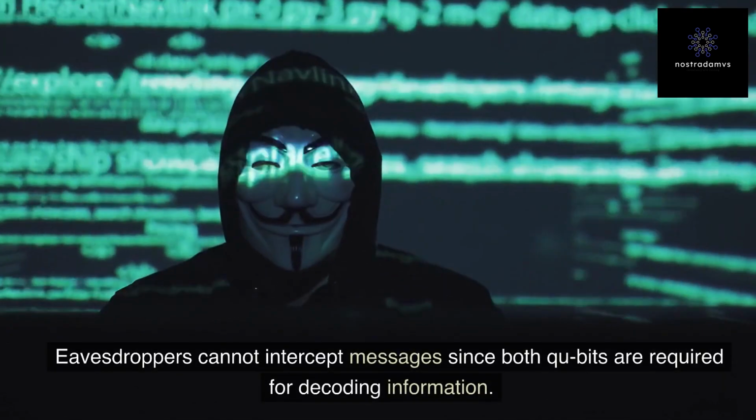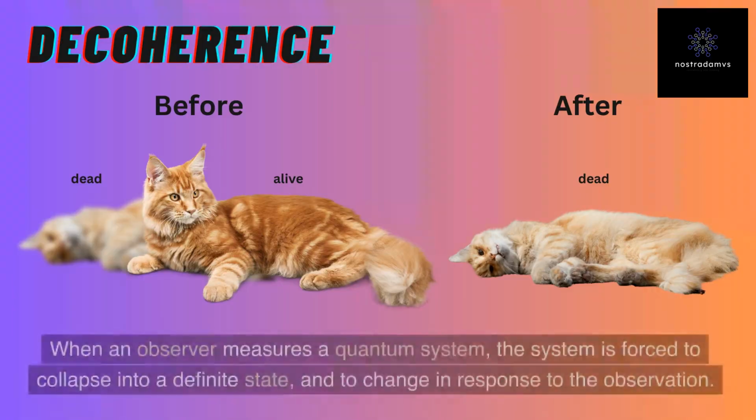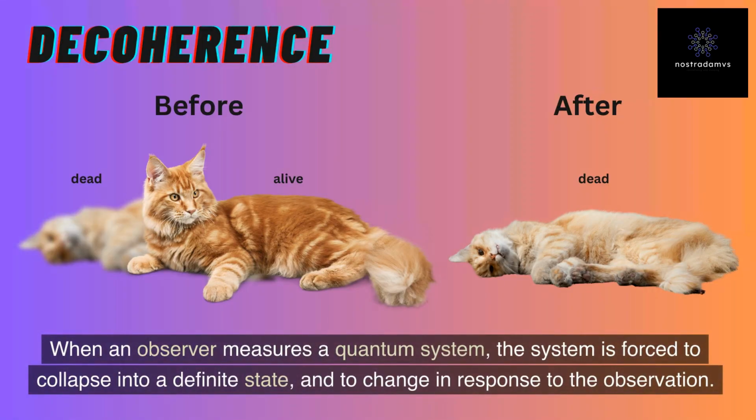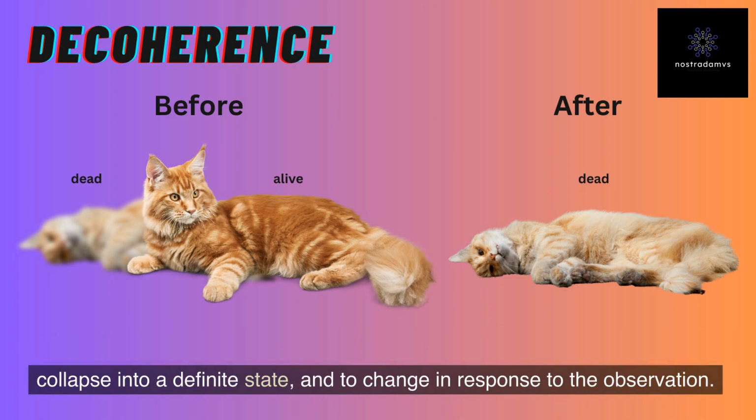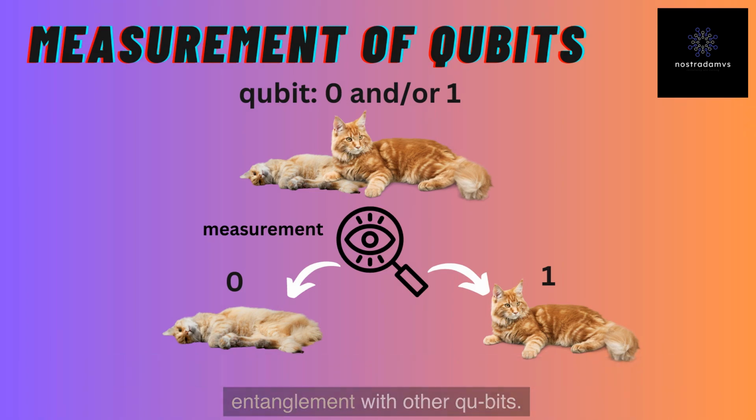Eavesdroppers cannot intercept messages since both qubits are required for decoding information. When an observer measures a quantum system, the system is forced to collapse into a definite state, and to change in response to the observation. Once a qubit is measured, its superposition is lost, as well as its entanglement with other qubits.